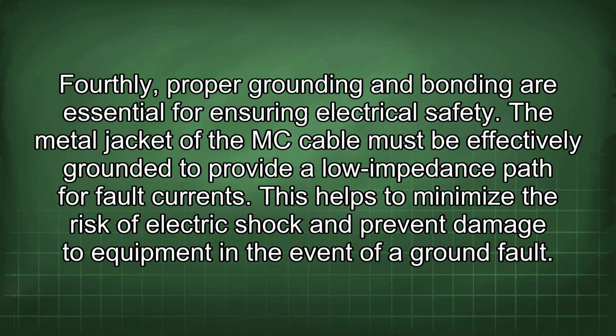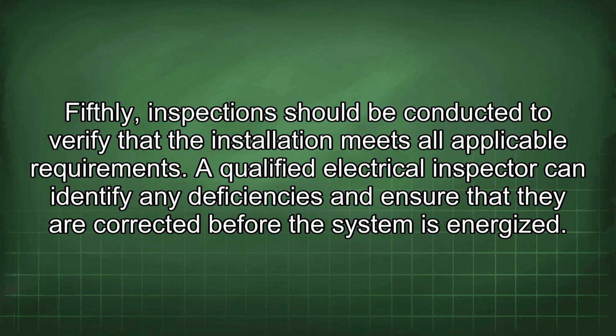Fourthly, proper grounding and bonding are essential for ensuring electrical safety. The metal jacket of the MC cable must be effectively grounded to provide a low impedance path for fault currents. This helps to minimize the risk of electric shock and prevent damage to equipment in the event of a ground fault. Fifthly, inspections should be conducted to verify that the installation meets all applicable requirements. A qualified electrical inspector can identify any deficiencies and ensure that they are corrected before the system is energized.